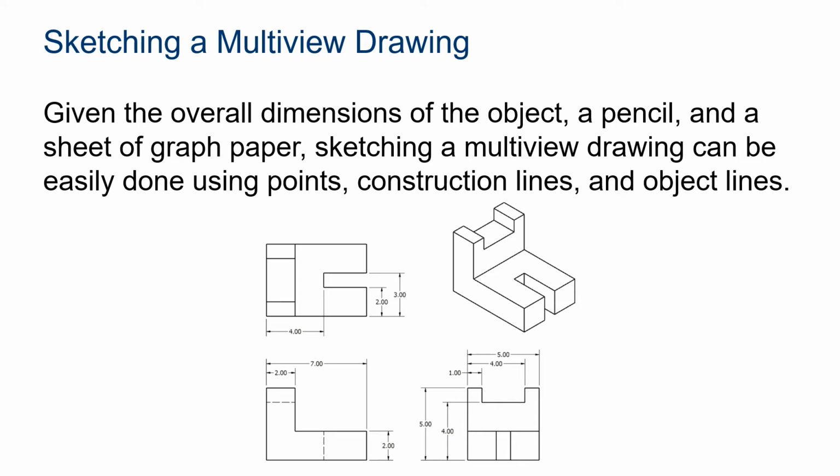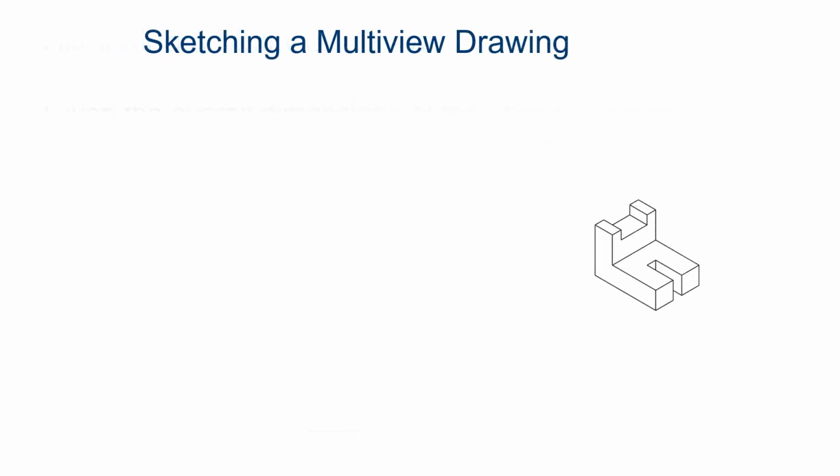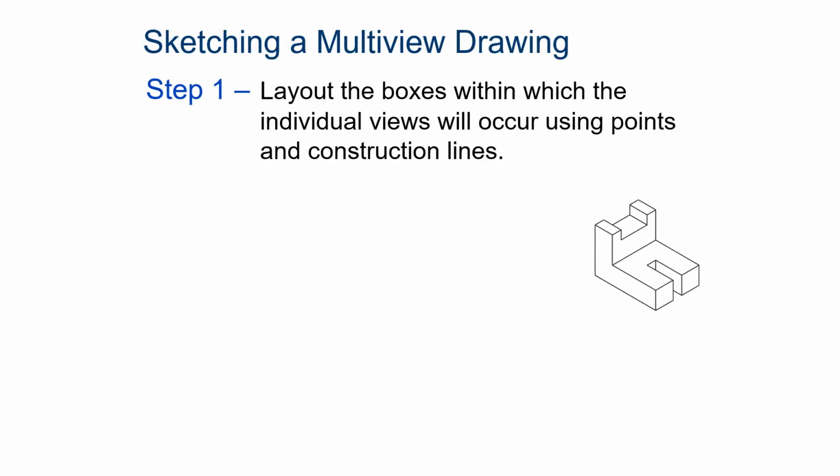Sketching a multi-view drawing. Given the overall dimensions of the object, a pencil, and a sheet of graph paper, sketching a multi-view drawing can be easily done using points, construction lines, and object lines. Step 1. Lay out the boxes within which the individual views will occur using points and construction lines. Do you remember how with all the other pictorials I had you start with a glass box and you drew the 3-dimensional box? This is the same thing, but instead of starting with a glass box, you're starting with a glass multi-view drawing.